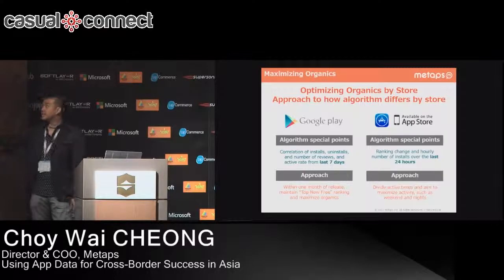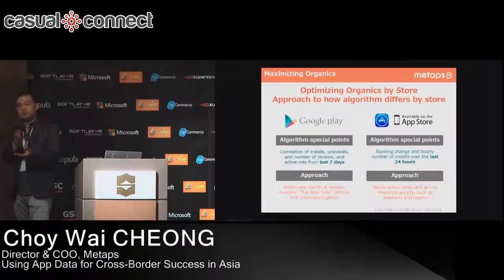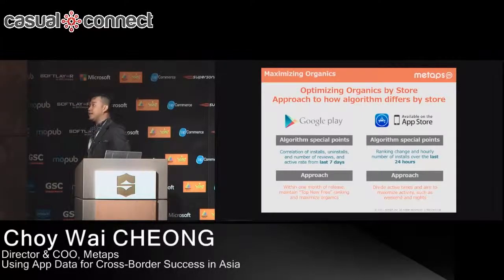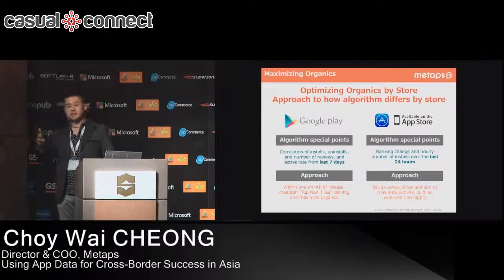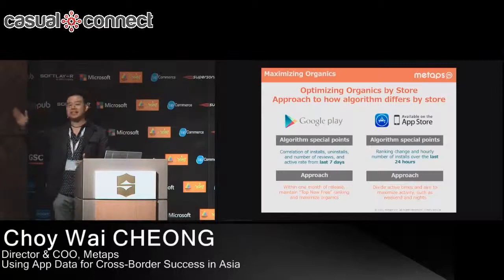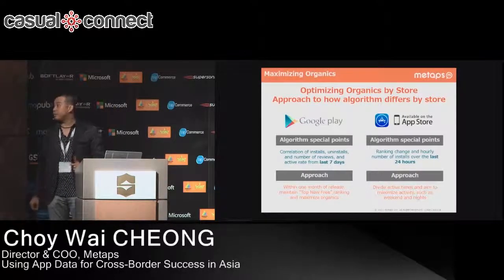Here, you can see there are different algorithms and different approaches comparing Google Play and iOS. You can't have one method that suits everything. For example, Google Play's algorithm special points are all about installs, uninstalls, number of reviews, active rate, and the quality of reviews. For example, are you having 4.2 stars, 4.8 stars, etc.? And they rate it over the last 7 days, compared to iOS, which is the ranking of the last 24 hours.